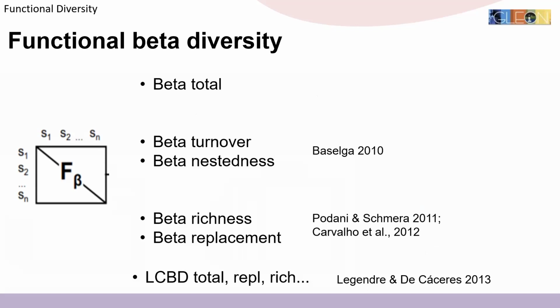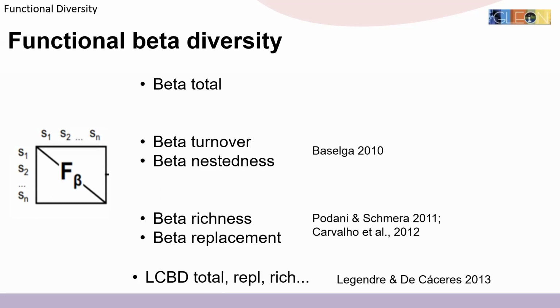And all the indexes that Dani showed you before, we can apply, instead of thinking from a taxonomic point of view, we can think about the functional point of view. So instead of analyzing the species, we are going to analyze the changes in traits. So all the indexes for beta diversity that we have in the literature, we can apply to functional beta diversity as well.